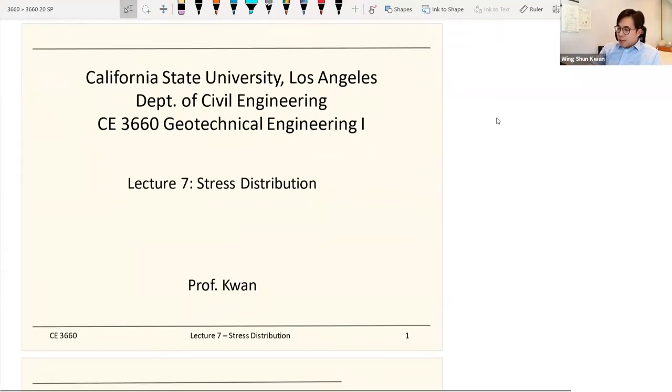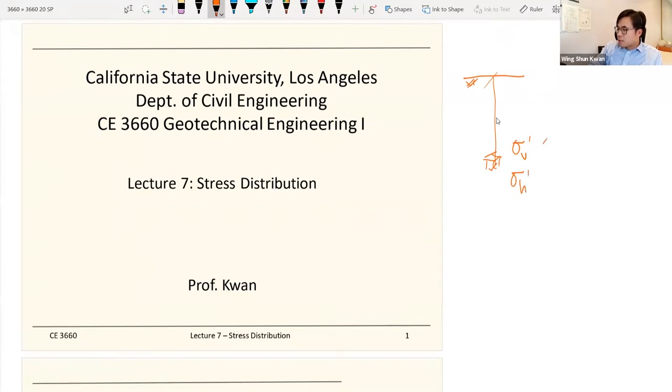What is stress distributions? This is related to what we have learned previously. Remember, in lecture number 3, we talked about how to calculate all the stresses. If this is your ground surface, at any depth you can find the vertical stress and the horizontal stress, both total stress and effective stress. That's what we have for lecture 3. And one more time, this only works up to the conditions of free field.